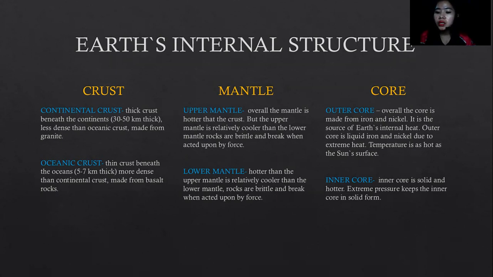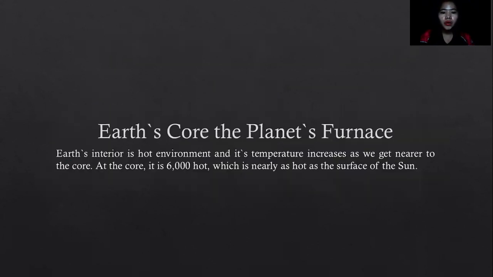Extreme pressure keeps the inner core in solid form. So because of the pressure inside the inner core, that's the reason why the formation is solid. So Earth's core, the planet's furnace. Earth's interior is very hot. It increases as we get nearer to the core. So the core is 6,000 degrees Celsius in terms of its temperature, which is nearly as hot as the surface of the sun. So as what I discussed kanina, they have similar temperatures, the sun's surface and our core.